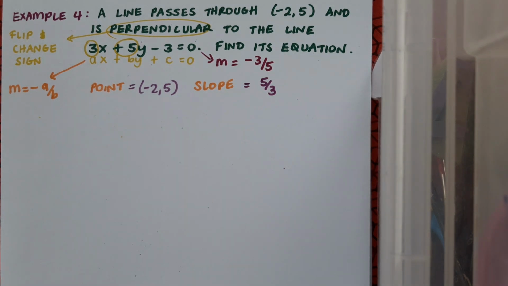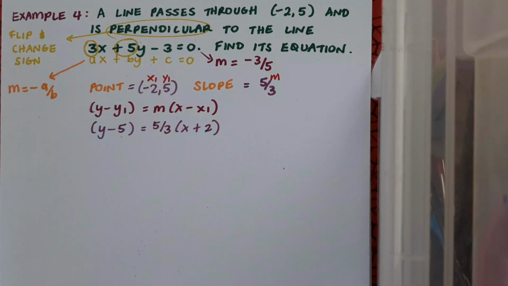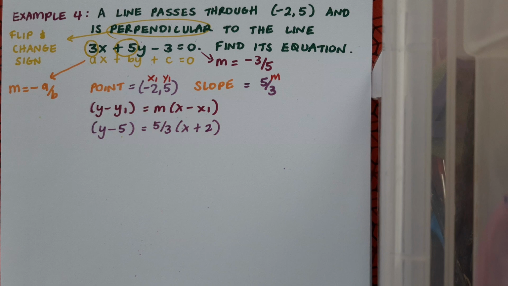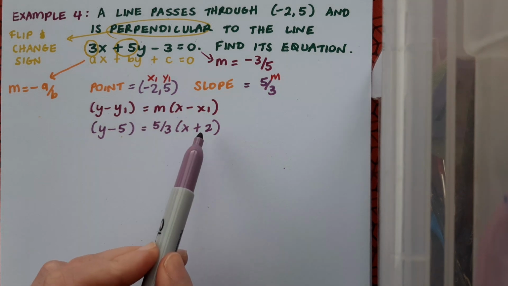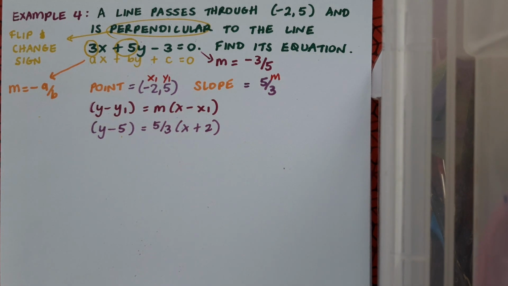So I'll note my formula and I'll label my information and I'll substitute in. So I'll have y minus 5 equals 5 over 3 bracket x plus 2. Again, just note that double negative, minus in the formula, minus in the point, making that positive 2 there at the end. And then I'll multiply out. So I'll get y minus 5 equals 5 over 3x plus 10 over 3.